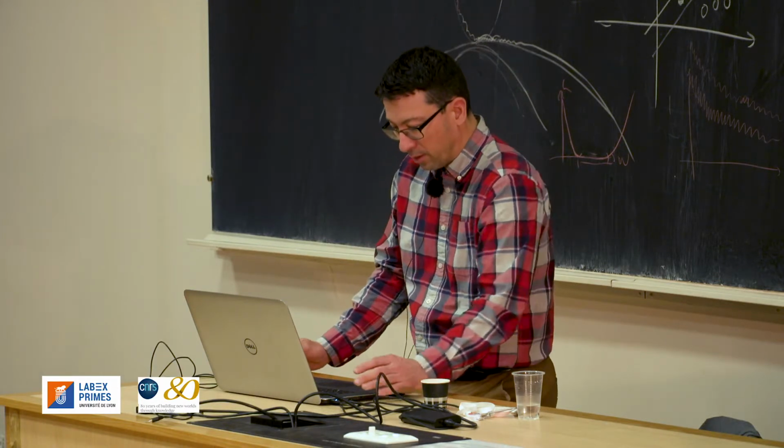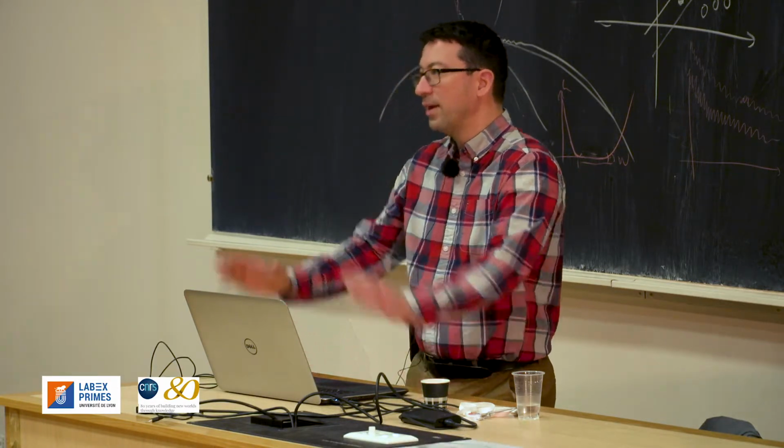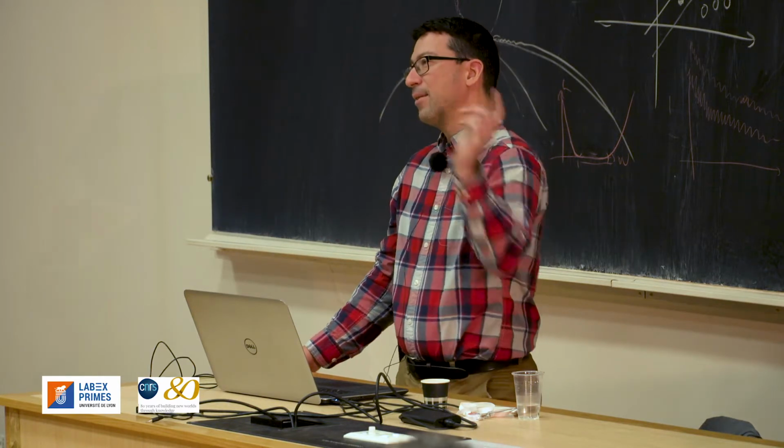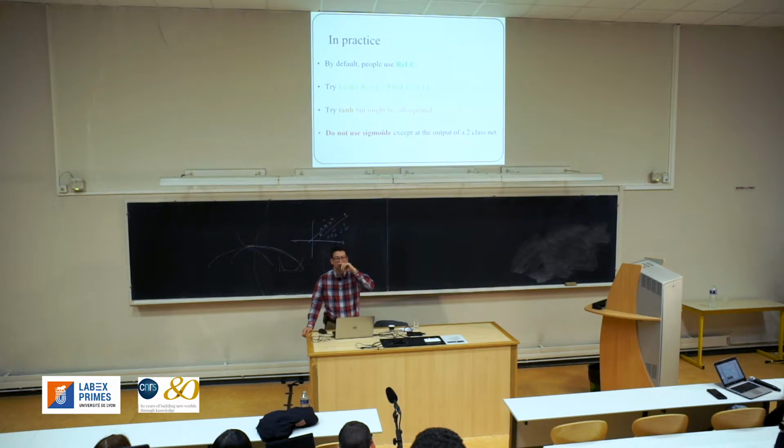Okay, sigmoid was great from a historical perspective. Don't use it, except if you have a two-class problem, so you'll use a sigmoid at the output of your network. But in the hidden layers, don't use sigmoid anymore, okay?